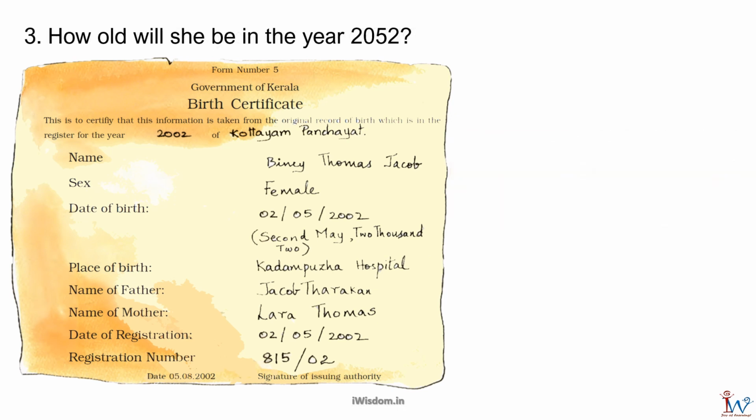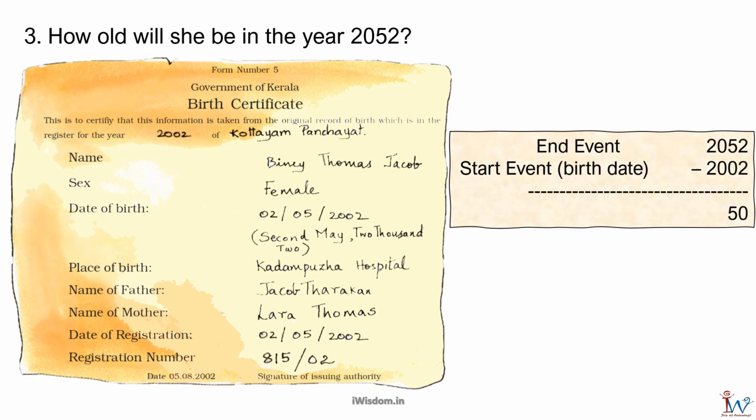How old will she be in the year 2052? To calculate how old she will be by 2052, our end event will be 2052 and the start event is 2002. We do 2052 minus 2002, which is 50. So Binky will be 50 years old in 2052.